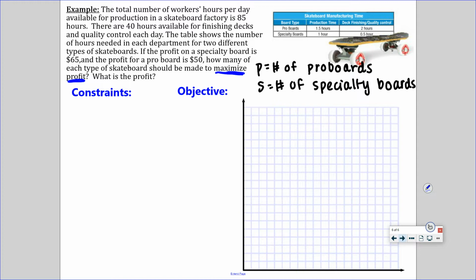Okay, so here they tell us how much we make off each board. They say we get a profit on a specialty board of $65. So 65 times my number of specialty boards, S. Profit for a pro board is $50. So I'll get $50 for every pro board.